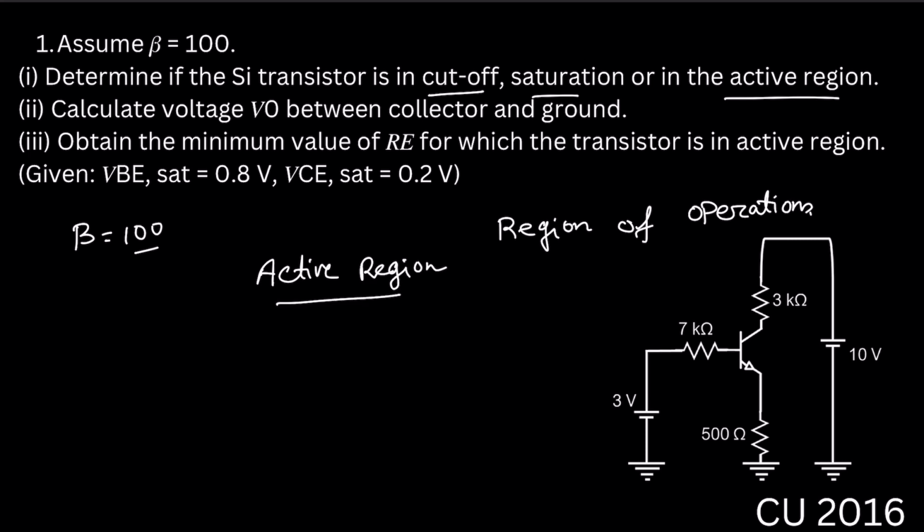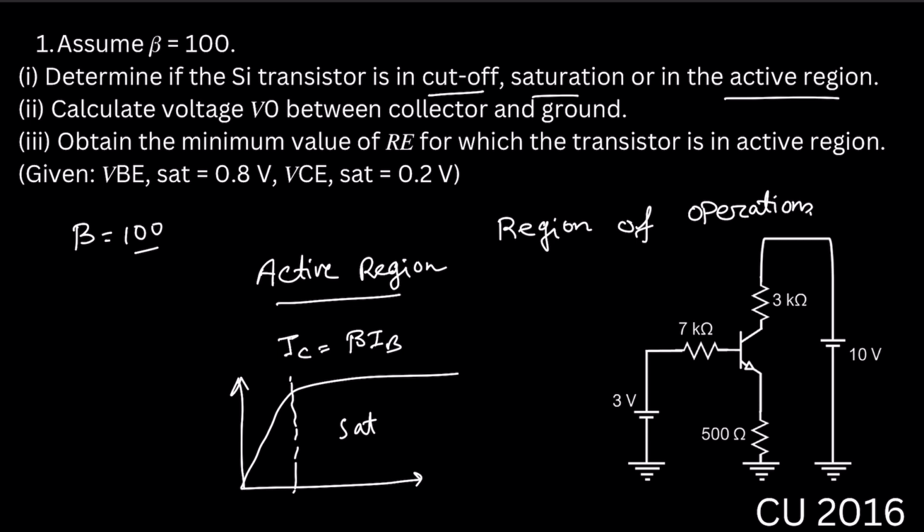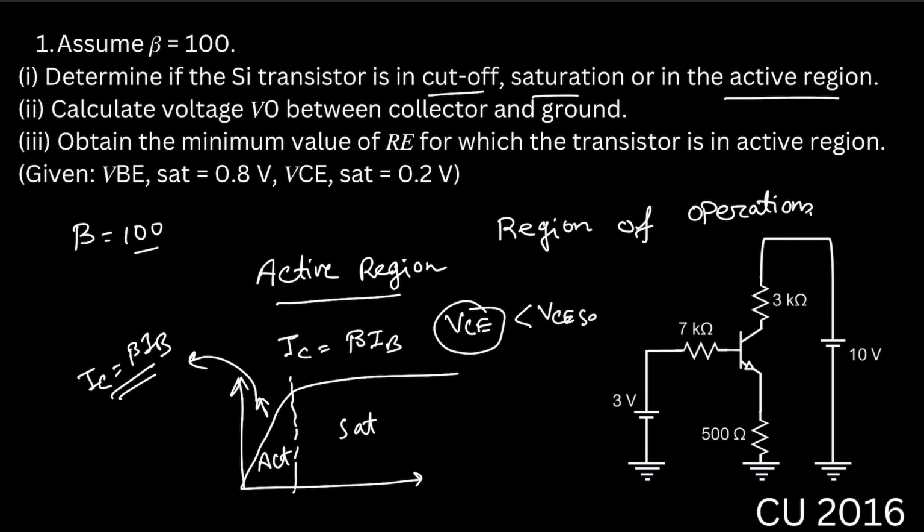Why? Because if so, then we can use IC equal to beta into IB. That means, as I discussed in the last problem, this is the active region and this is the saturation, right? In this region, we can follow IC equal to beta into IB. Then our calculation will be much easier, right? And we will calculate the value of VCE. If that value of VCE is less than VCE sat, then we will say the transistor is operating in the saturation region. If the value of VCE is greater than VCE sat, then we will say that the transistor is operating in the active region. Okay, so let's start.